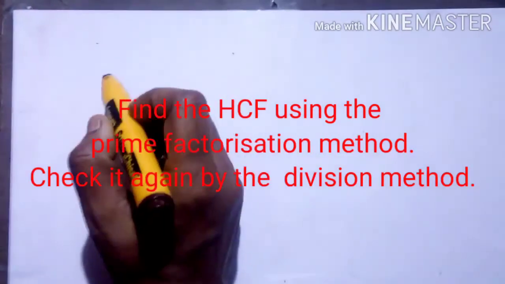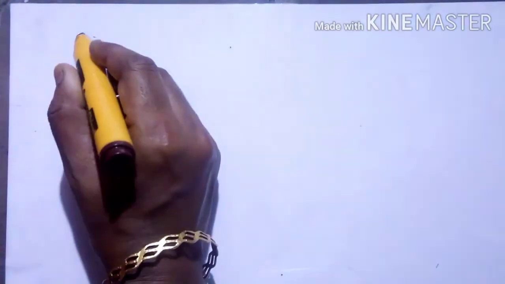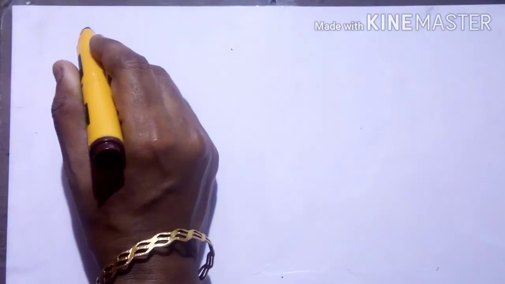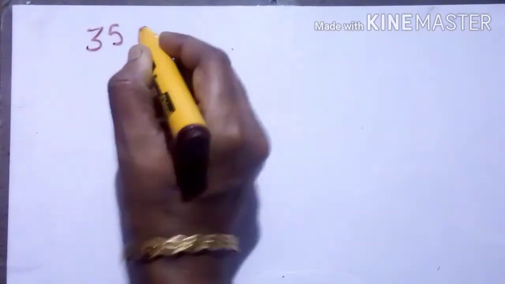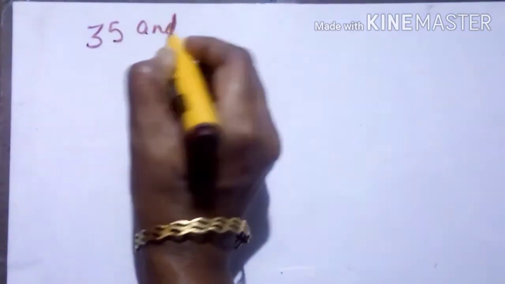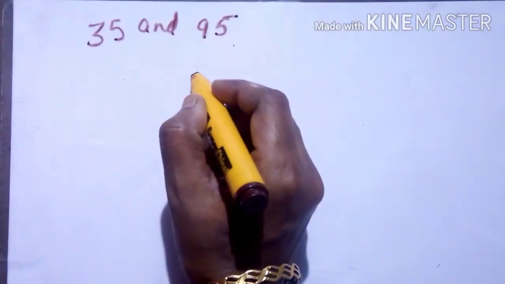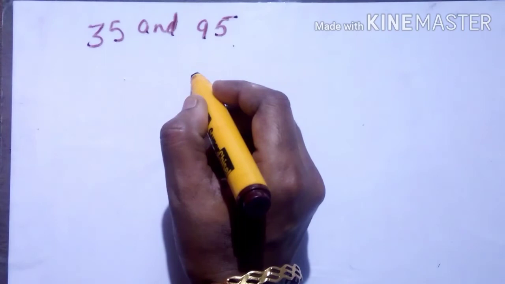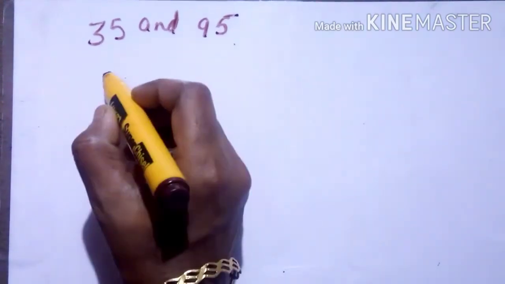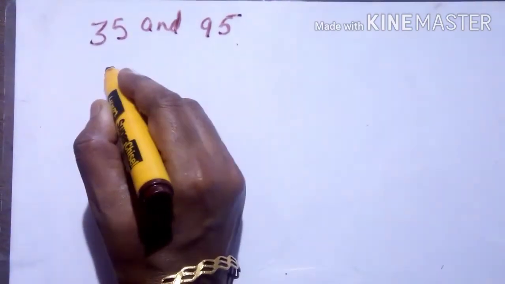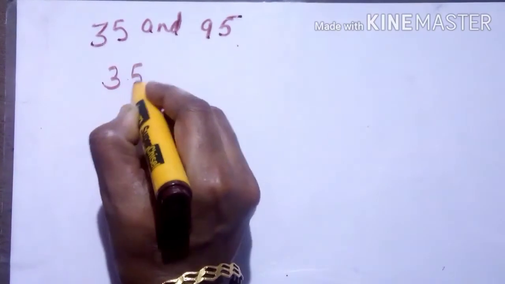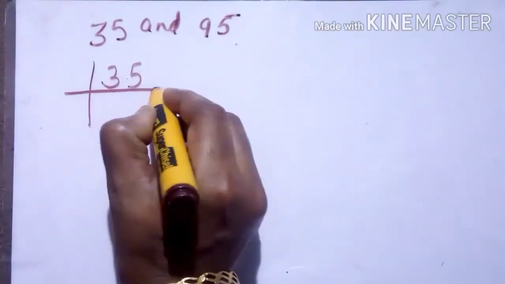Example: find the HCF of 35 and 95. So let us first do the prime factorization method. Okay, for that we have to do 35 first, with the prime factorization method.